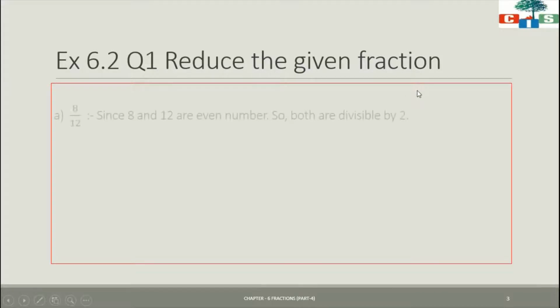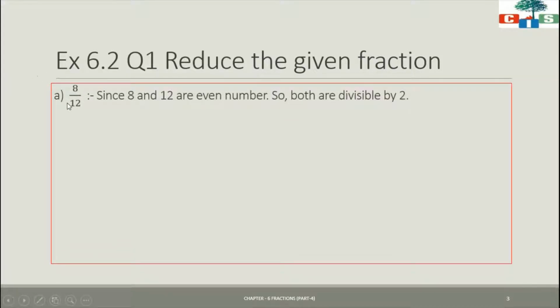So the first question we have is 8 upon 12. We have to reduce 8 upon 12 to its lowest term, its reduced form. Now we know that 8 and 12 are both even numbers, so they can be divided by 2. Since 8 and 12 are even numbers, we can easily divide by 2. So what will we do first? First of all, we will divide 8 and 12 by 2.